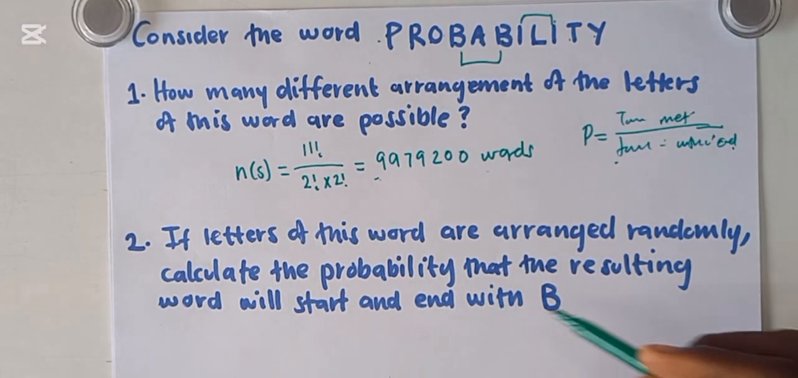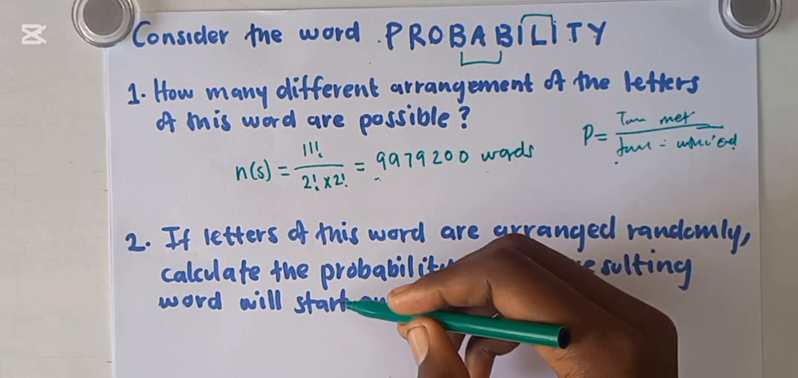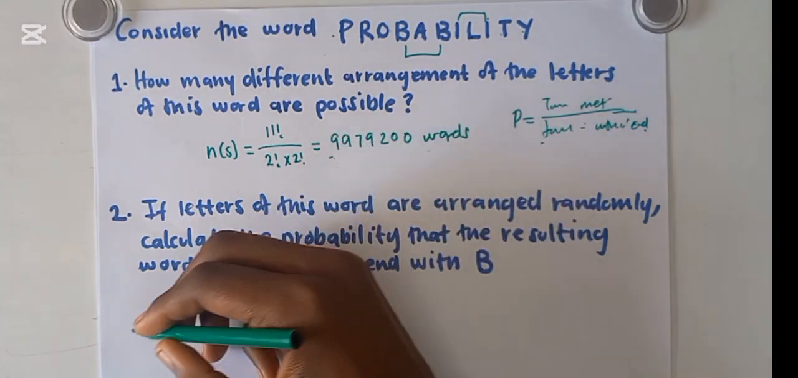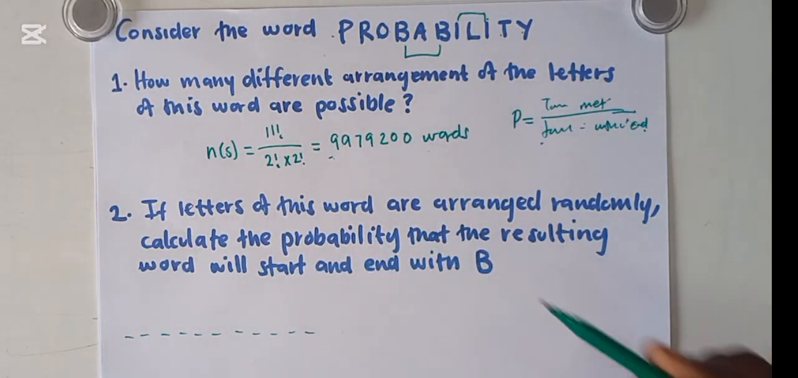So what is the condition? The condition is that the word must start and end with B. We've been doing this in our previous videos, guys. When we have a letter that has to start and end, what do we do? Now we have 11 slots: 1, 9, 1. So what do we do when we have something like this?